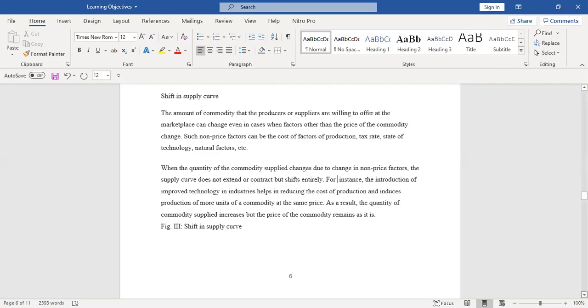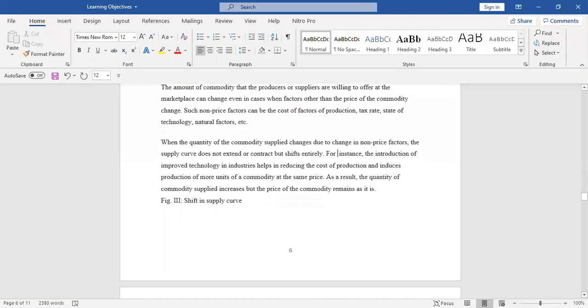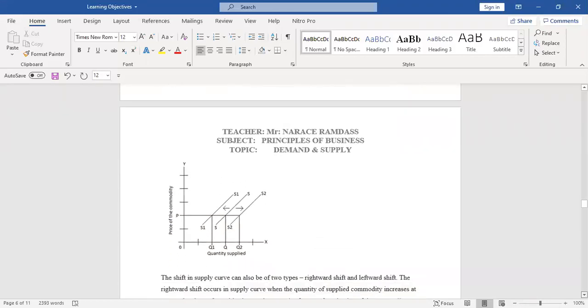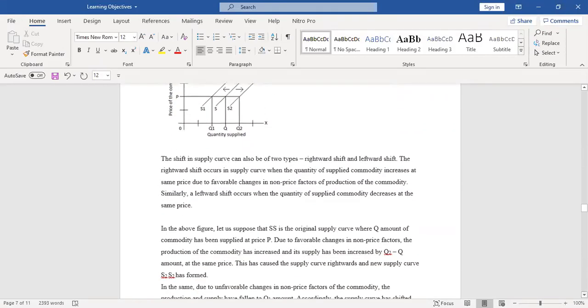So if you bring in new technology, you all know new machines, they work faster, they don't break down, they're new, right? It will give us the opportunity to increase our supply. The price of the product does not change. Because we put in new technology and new equipment, it's helping us to produce more, all right? And here we have a diagram showing you shifts in the supply curve.